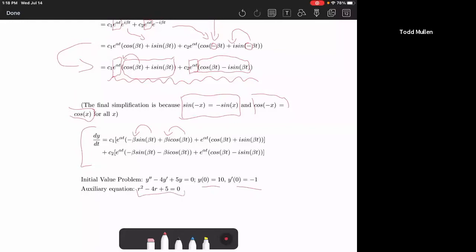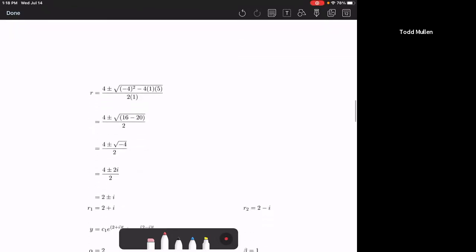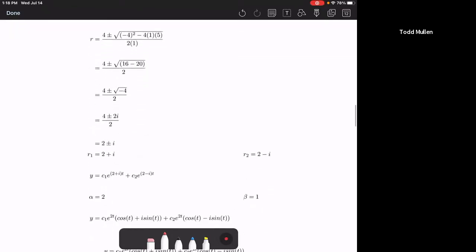As before, we're going to jump straight to the auxiliary equation. r squared minus 4r plus 5 equals 0. We plug it into our quadratic formula, and we get a negative under that square root. That's our sign that b squared minus 4ac was less than 0, and we are going to have some complex solutions. So our answers are 2 plus or minus i. So r1 is equal to 2 plus i, r2 is 2 minus i.